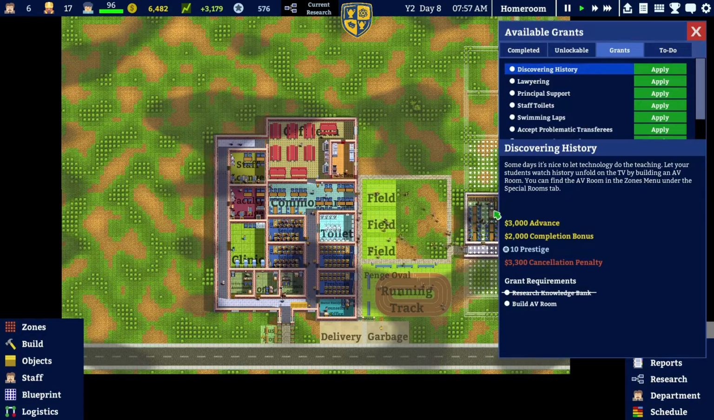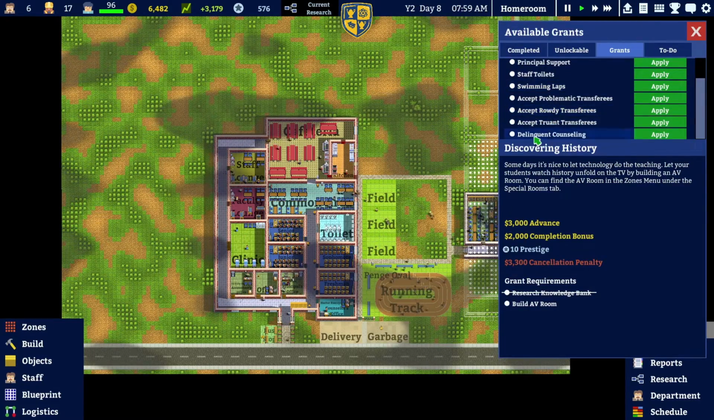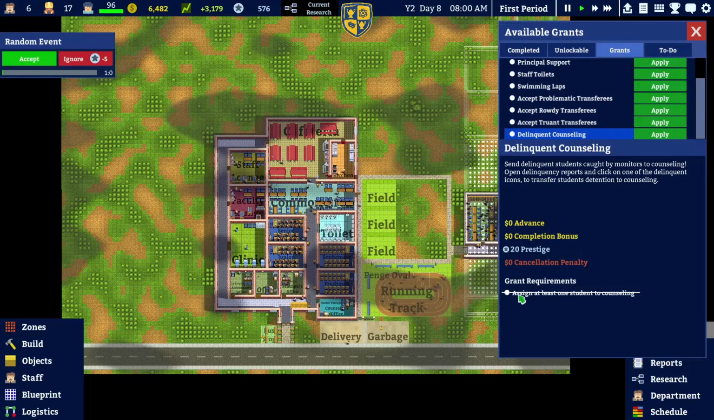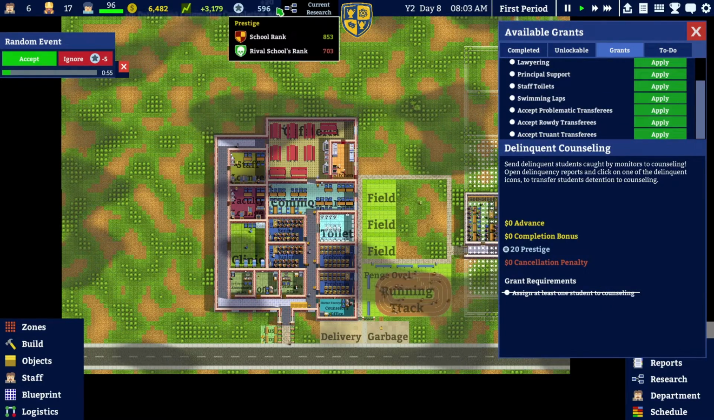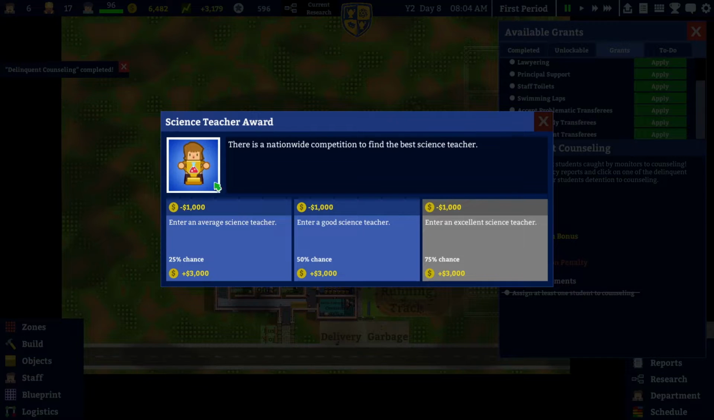That's lovely. Right, which one of these do we want to do next? Delinquent counselling? Assign at least one student to counselling. Oh, lovely. We've done that one already. Hooray! That just gets us some prestige. That's nice. And a random event, yes.